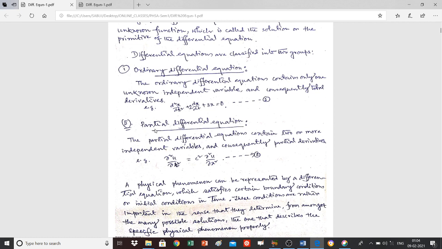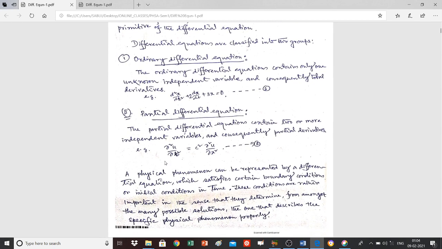Now come to the other one, that is the partial differential equation. A partial differential equation is defined in such a way that this kind of differential equation consists of more than one independent variable. As I discussed, in this equation there are two independent variables, one is t, another one is x. So in this sense, it is not an ordinary differential equation, rather it is a partial differential equation.